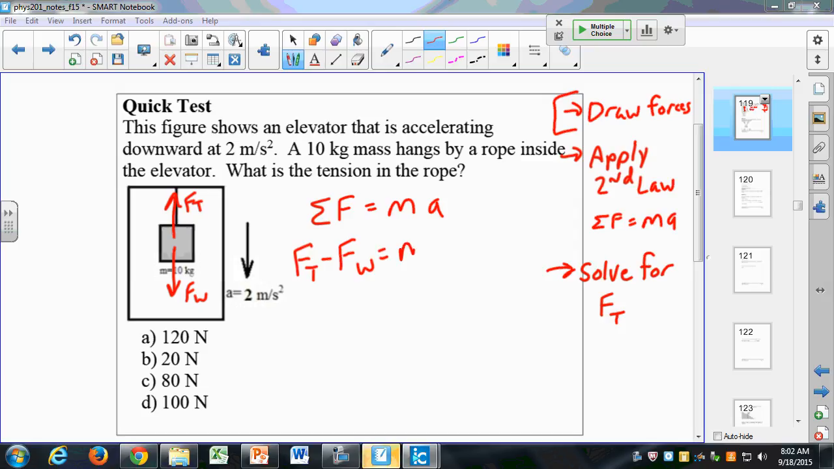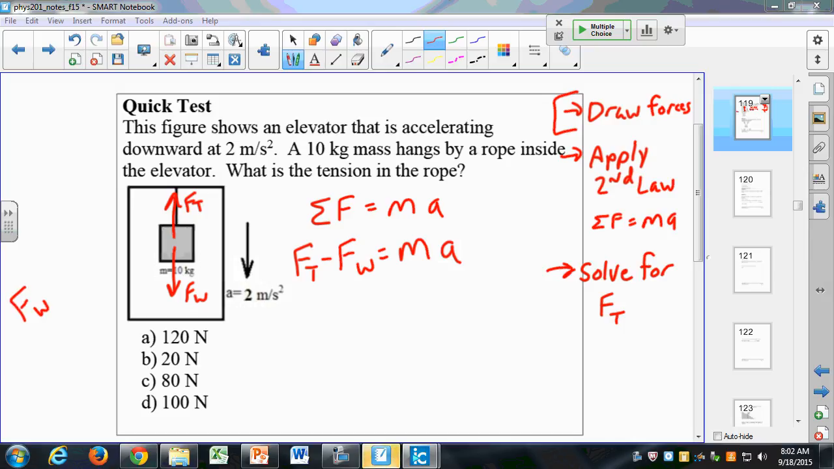And then that's equal to the mass times the acceleration. Let's see, what is the weight of this object? I think this is where y'all messed up. That was my fault. What's the weight? It's not 10, in fact. I'm sorry, I didn't tell you this.